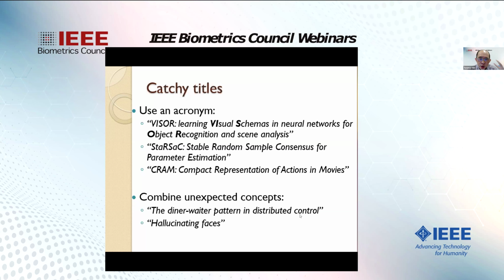Are you kidding me? Distributed control is a computer science problem. Okay, what's it got to do with restaurant and eating and dining and having a waiter, right? Unexpected concepts. Okay, it catches people's attention. Really good.